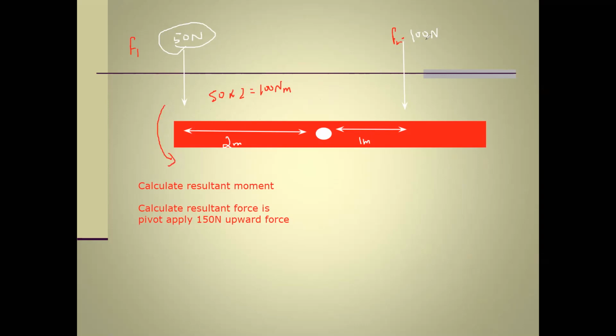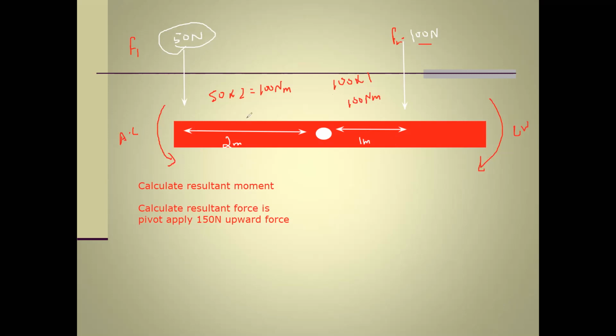Same thing, what is the moment caused by the 100 Newton force? It will be 100 multiplied by 1, which is equal to 100 Newton meter. What is the direction in which this will cause a moment? It will cause a clockwise moment. So one is causing a clockwise moment, another one is causing an anti-clockwise moment.